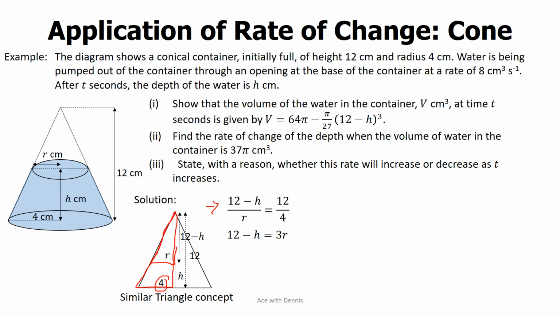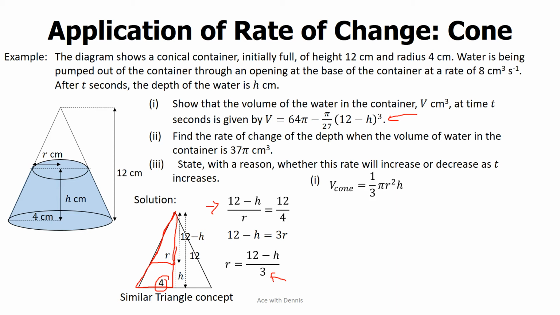We rearrange this equation, which gives 12 minus h equals 3R, and we make R the subject: R equals 12 minus h over 3. So why do we want to do this step? Because if we look at the equation that we want to prove, there is no R, hence we need to eliminate R.